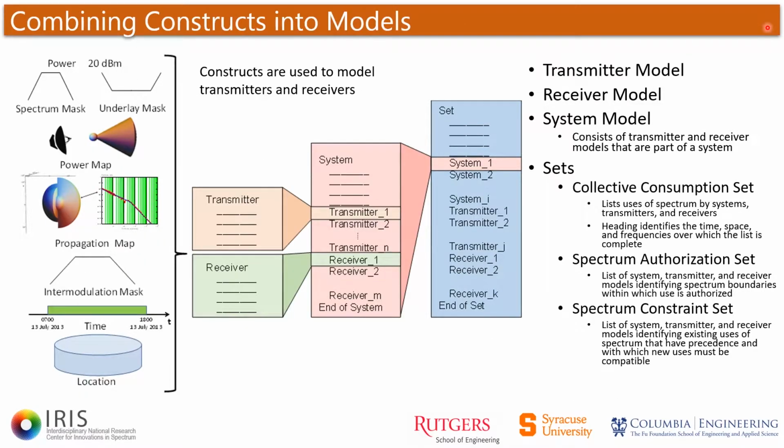The constructs defined for SCMs can be used to build transmitter or receiver models. These in turn can be combined into aggregate models, and such combination can simplify the execution of compatibility computations. Additionally, SCMs can also be used as the elements to write simple authorization or constraint policies that can be used in dynamic spectrum access scenarios.